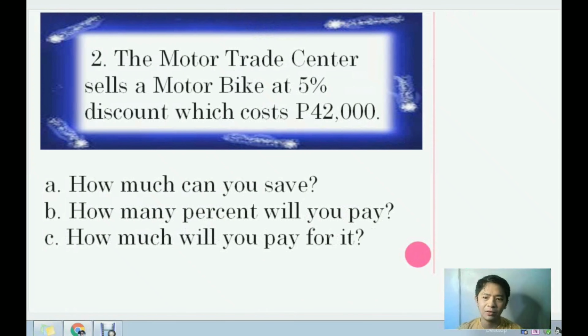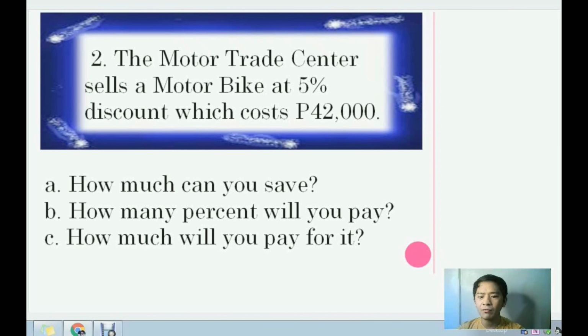Okay, so gawin natin ito ulit. Same situation, parallel yung question, parallel yung problem, no? So, let us read. The Motor Trade Center sells a motorbike at 5% discount which costs 42,000 pesos. So, A, how much can you save? Magkano kaya masasave natin?